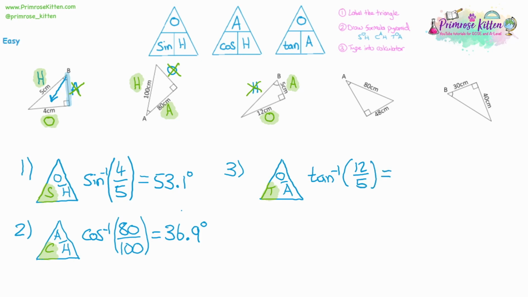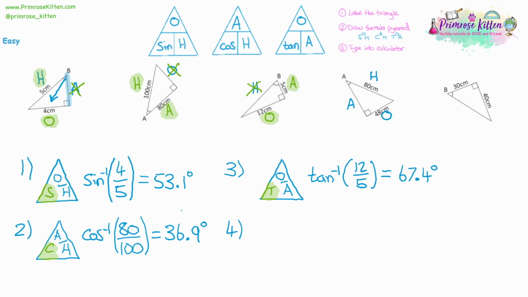So press your shift key, press tan, bracket should open. Type in 12 divided by 5, close your bracket, and press the equals sign. And you should get 67.4 degrees. Moving on to question 4, label the triangle, hypotenuse, adjacent, opposite.